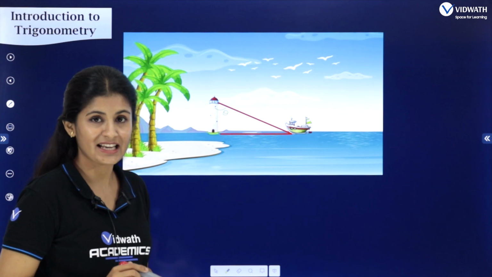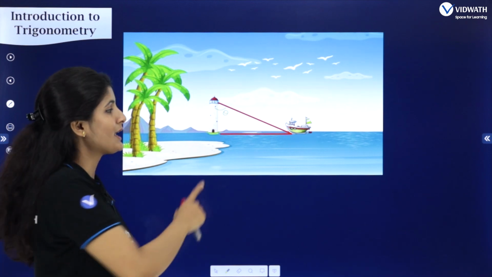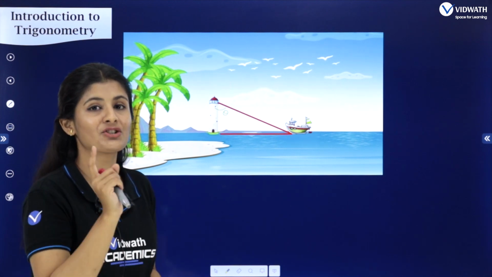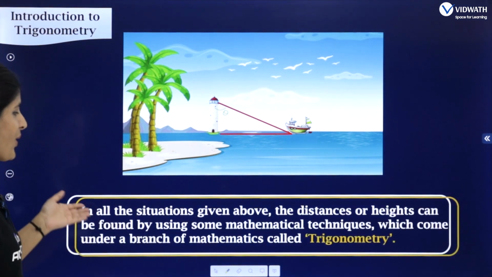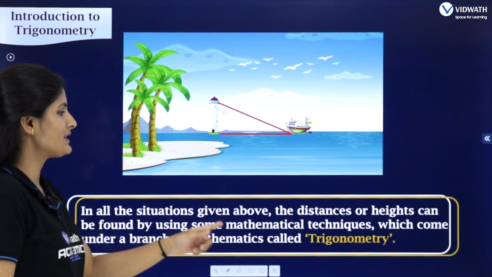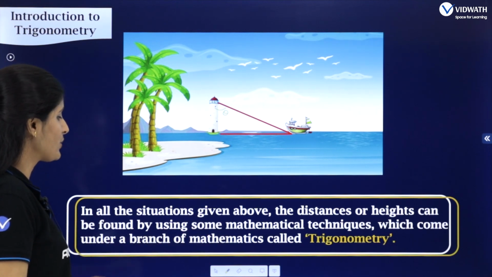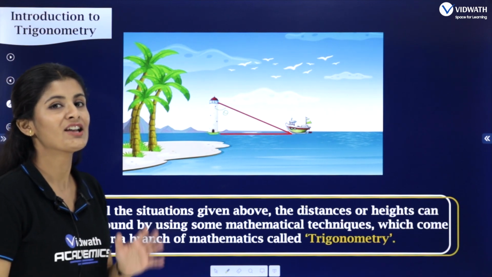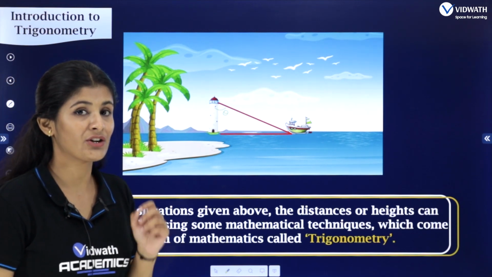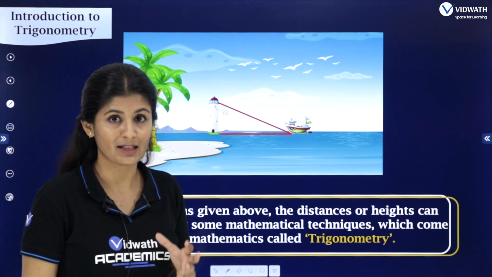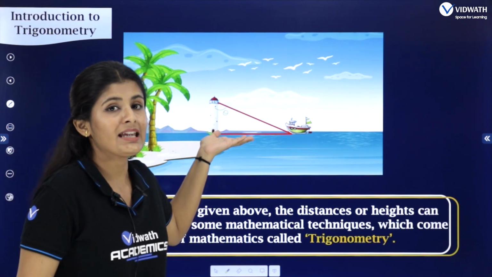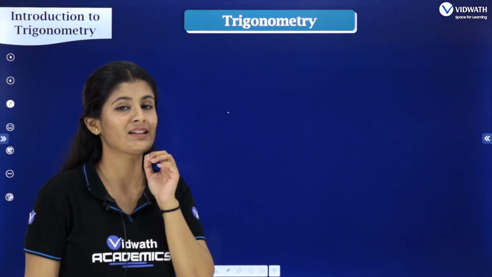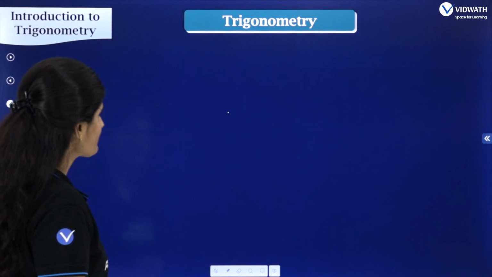That is quite interesting, isn't it? Now we can find the distance between the lighthouse and the boat here by making use of the concept of trigonometry again. In all these situations given above, the distances or the heights can be found by using some mathematical techniques which come under a branch of mathematics called trigonometry. So now we have seen that trigonometry is that interesting branch in mathematics that makes us easily find the unknowns in such situations. So now let us see what is the meaning of trigonometry.